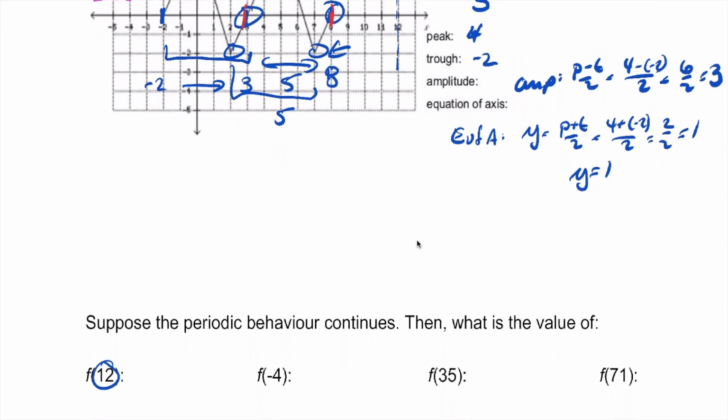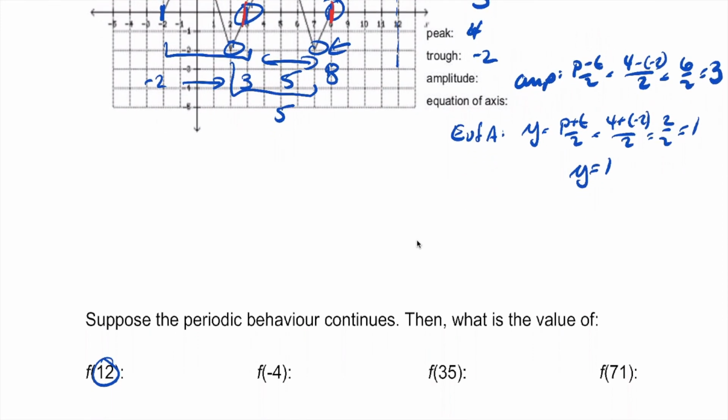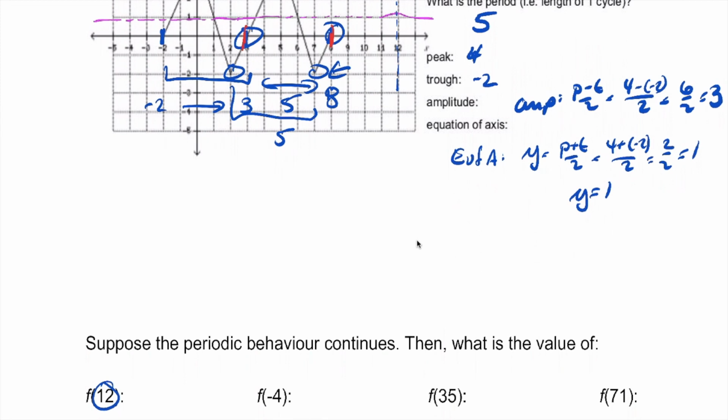Not so convenient, so let's do it algebraically. So the whole idea of it being a periodic function is that it's repeating at regular intervals. So in this case, we know that since the period is 5, the y value will repeat at every x value of 5.